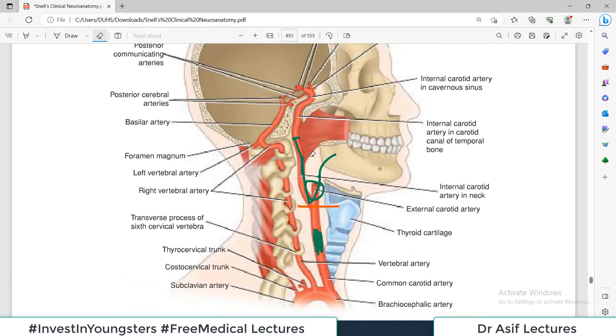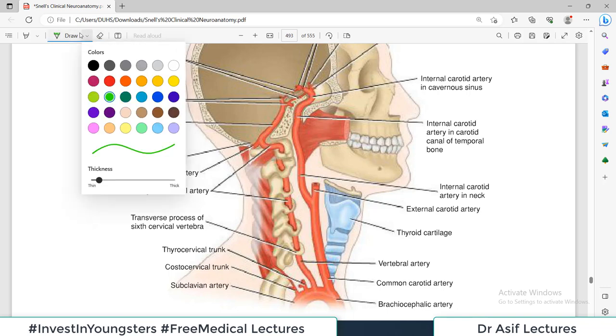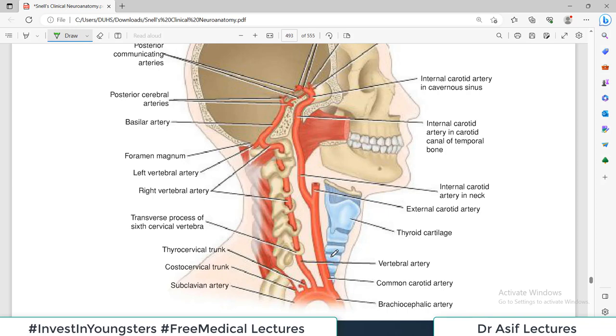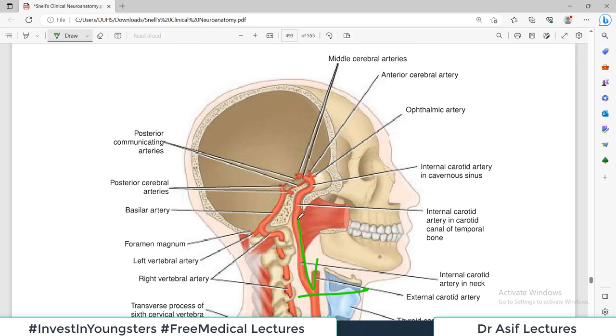Now understand this route completely, you should know the route and the branches, and that is how you master the concept of the arteries. So the common carotid artery, which is ascending in the neck, it bifurcates into an external carotid and internal carotid. The internal carotid ascends in the neck and ultimately it goes through the carotid canal in the temporal bone. It also passes through the cavernous sinus and then runs posteriorly, and ultimately it ends by dividing.